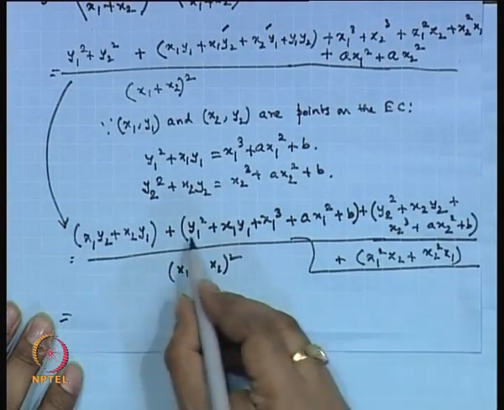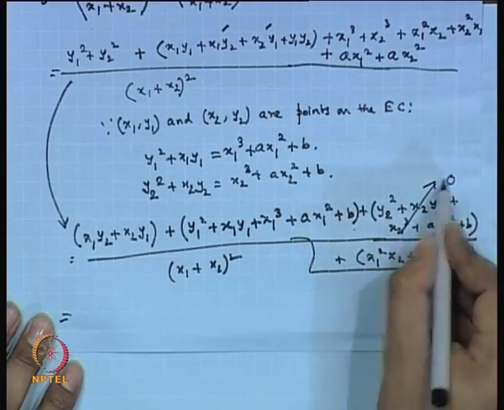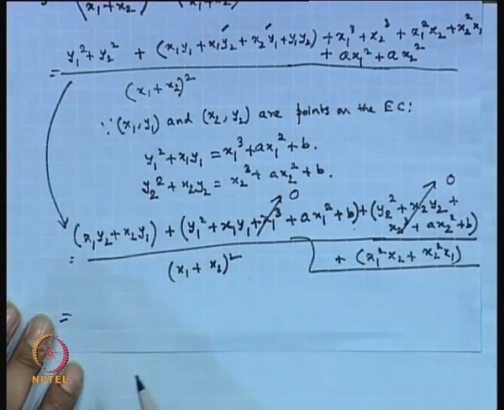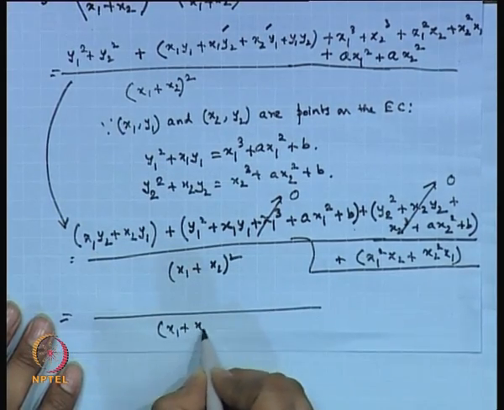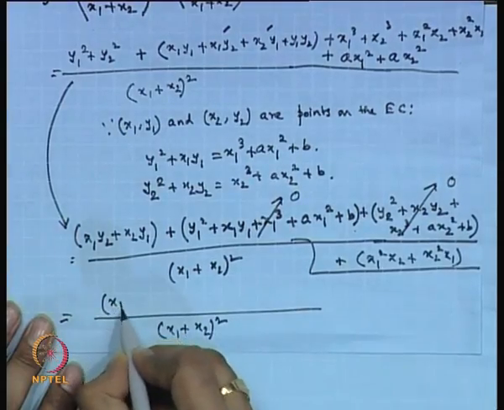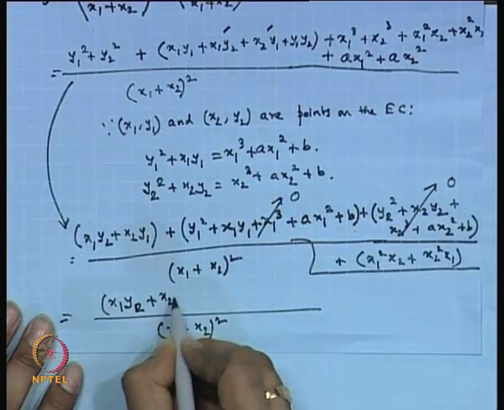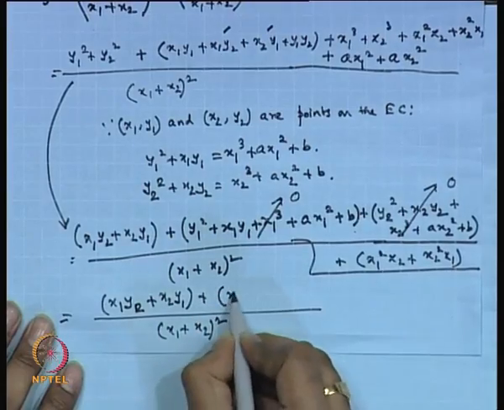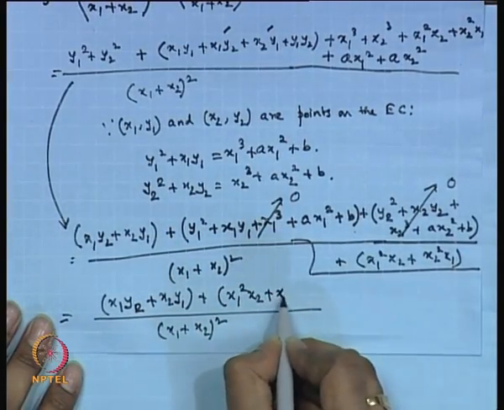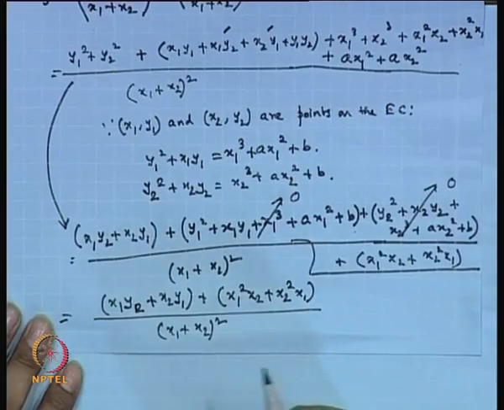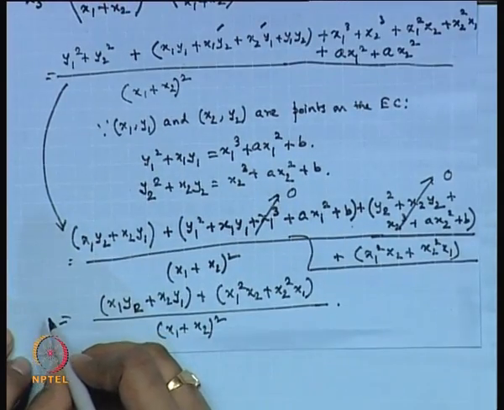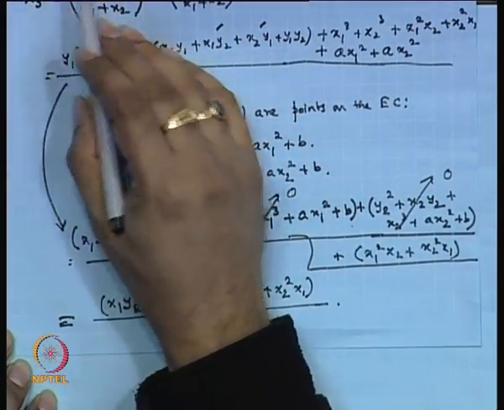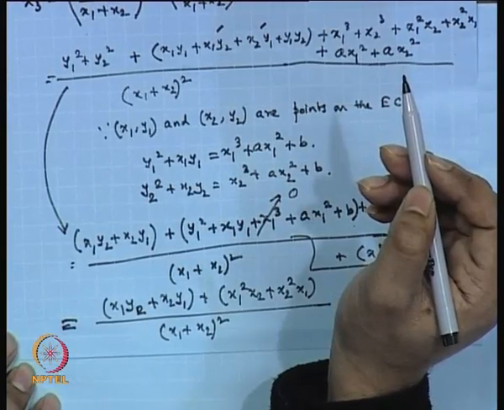So, that means this term and this term will go to 0, because they are points on the curve, and being in a characteristic 2 field, these two terms go to 0. So, you have got (x1 plus x2) whole square in the denominator, and in the numerator you have got x1y2 plus x2y1 plus x1 square x2 plus x2 square x1. Is it correct? Right. So, that is your corresponding sum of (x1, y1) and (x2, y2), right.